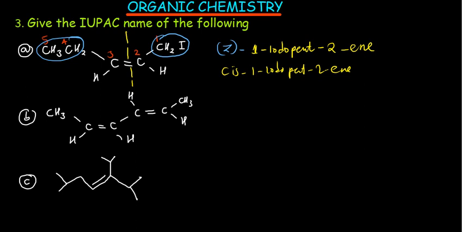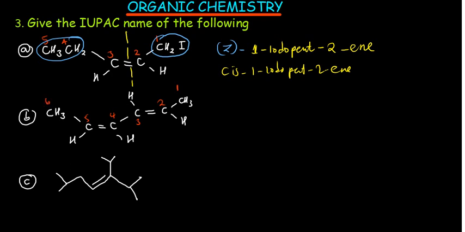Now what of the other one which we have here? Again, we need to identify the longest chain, and the double bond is supposed to receive the lowest number. So how would we go about it? We're going to count from this direction. We can also start from here, the double bond will still receive the lowest number. Carbon number 1, number 2, number 3, number 4, number 5, and number 6 there.